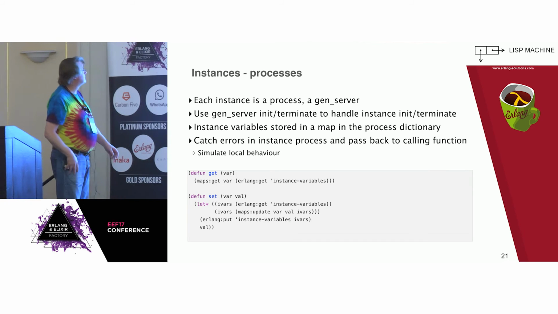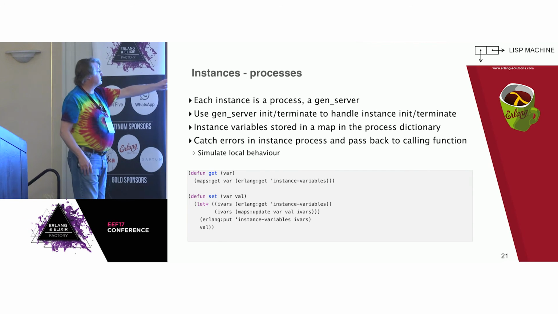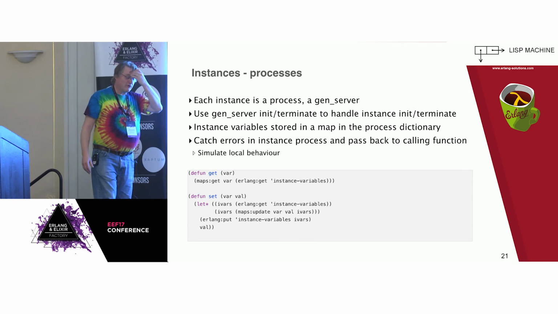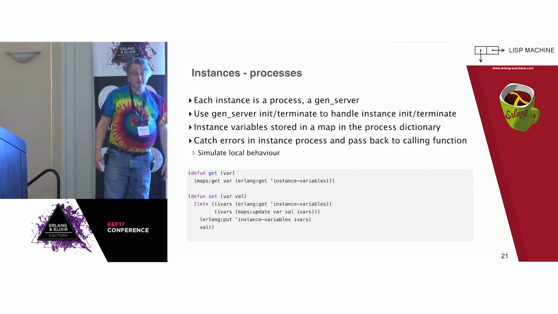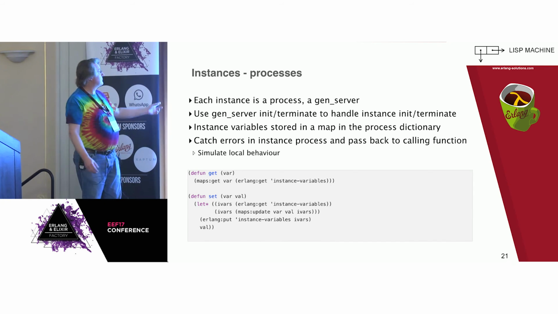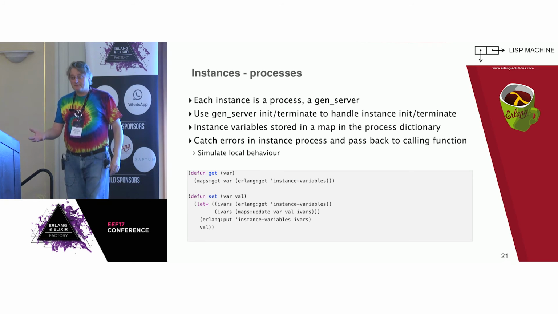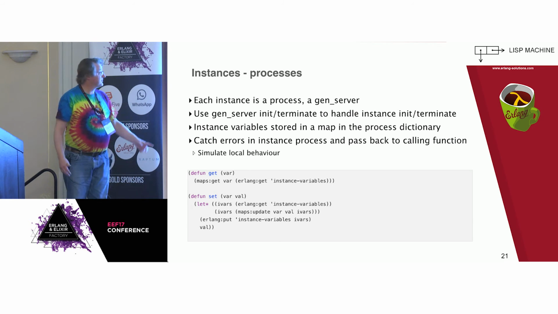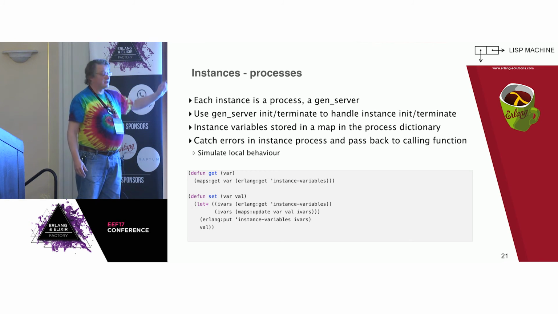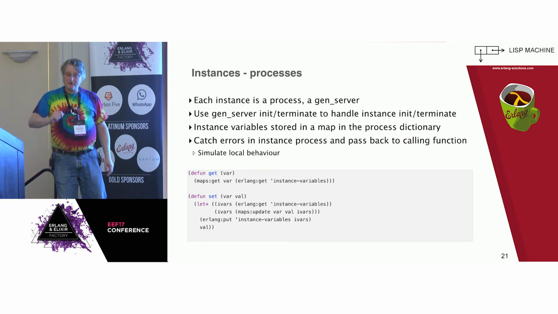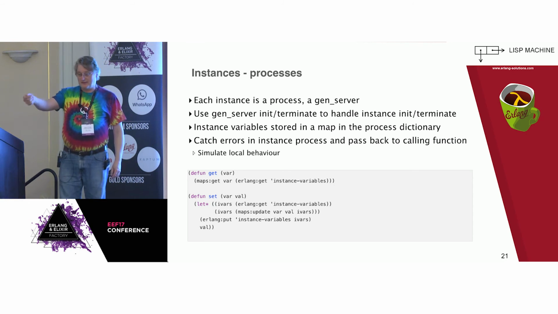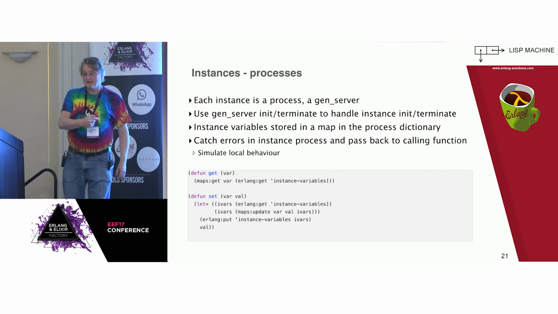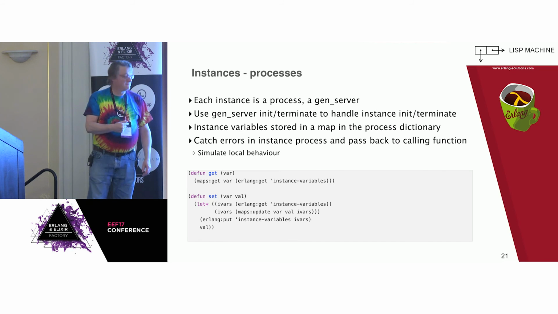So this is what I did, and each instance is just a process. It's a gen server. Nothing strange about this. There's an init and a terminate method, so we're using the gen server's init and terminate callbacks to implement those. Instance variables, I just keep in a map in the process dictionary. This process is just doing one instance, so there are no problems there. And what I decided here was, to make it look like I'm doing something locally, if an error occurs in the instance process, the error is sent back to the caller, and you get an error at the caller. I don't know if that's good or not, but it was fun to do.